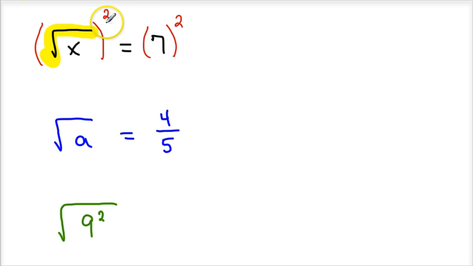The square root and the square simplify, and you're just left with x equals 7 squared, 49. So x equals 49. And again, if you plug back in, what's the square root of 49? 7, and you can check your work that way.